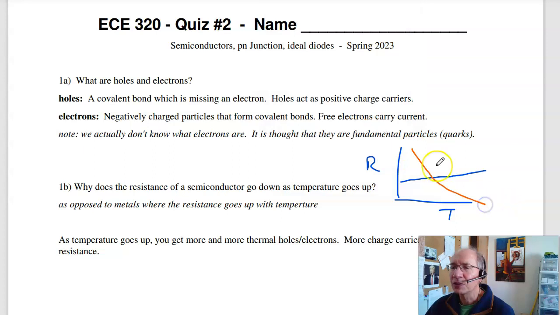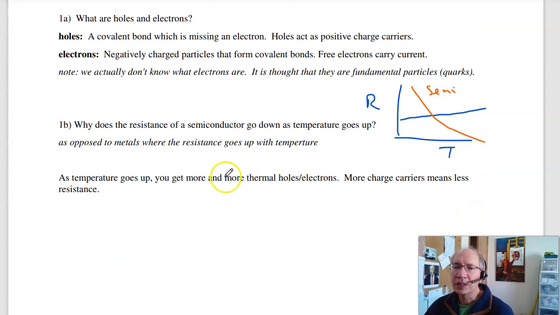Semiconductors, the resistance drops pretty dramatically. How come? Well, with semiconductors, as temperature goes up, you get more and more thermal holes and electrons. More charge carriers means less resistance.